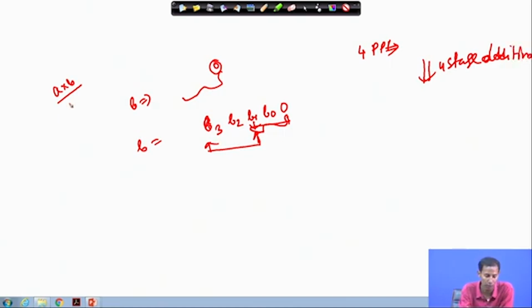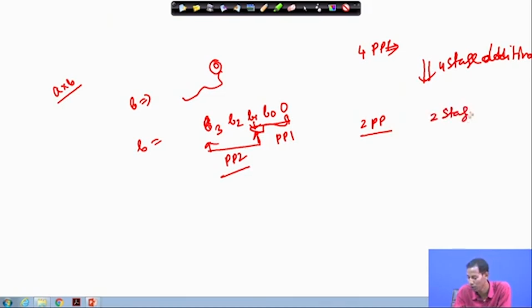But if I use radix 4 Booth's recoding, then I get PP1 for this particular case and PP2 for this particular case. So I need only 2 partial product sets, which means only 2 stages of addition operation. So I have reduced 2 addition operations by using this recoding technique. This is the beauty of Booth's multiplication: we can reduce the delay by 50%.